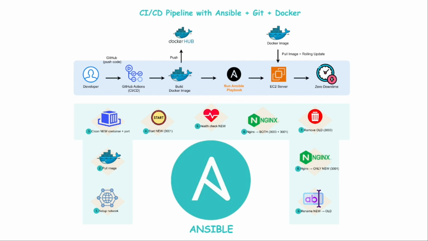After that, Ansible is executed automatically to deploy the application to the production server. On the EC2 server, the system pulls the new Docker image and performs a rolling update. As a result, the application is updated without any downtime, ensuring a smooth user experience.